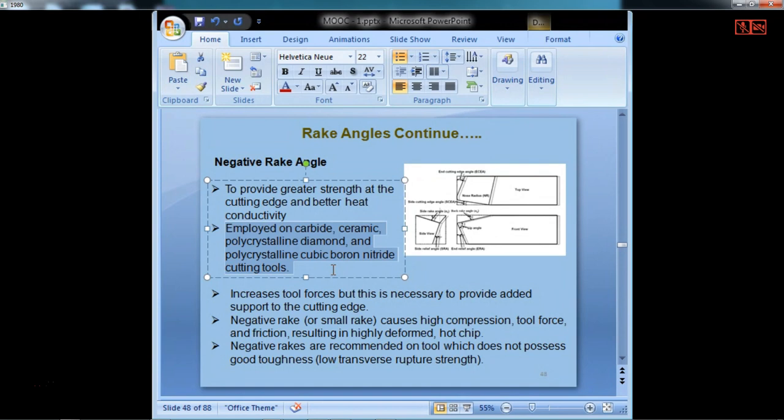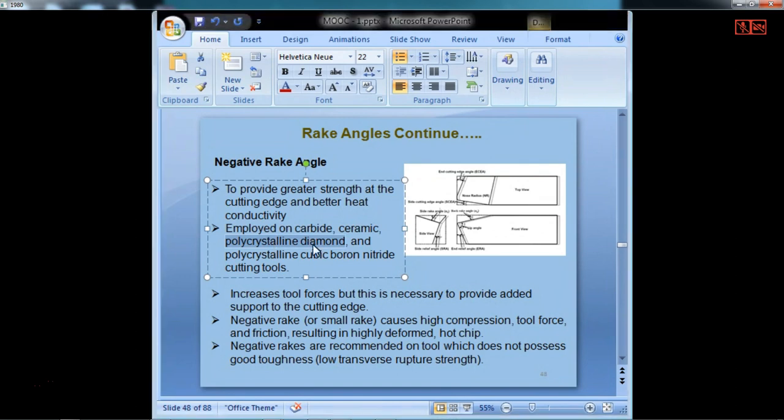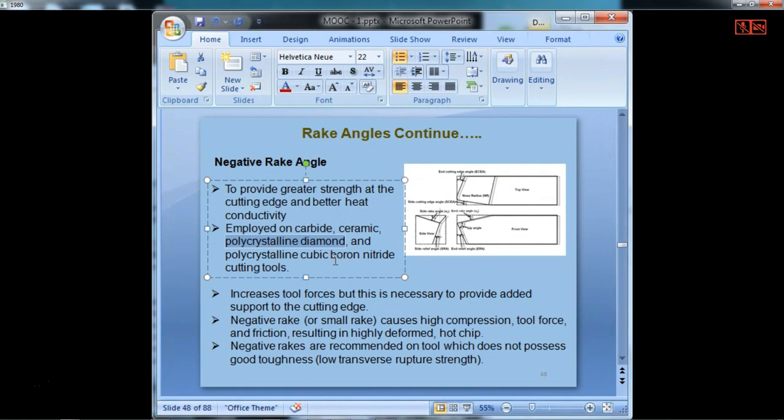polycrystalline diamond. Actually, diamond, as you know, is the hardest material. So if you can have a diamond tool, that is the best, but natural diamond is expensive. But we can produce artificial diamonds. So by using polycrystalline diamond, we can have PCD tools.